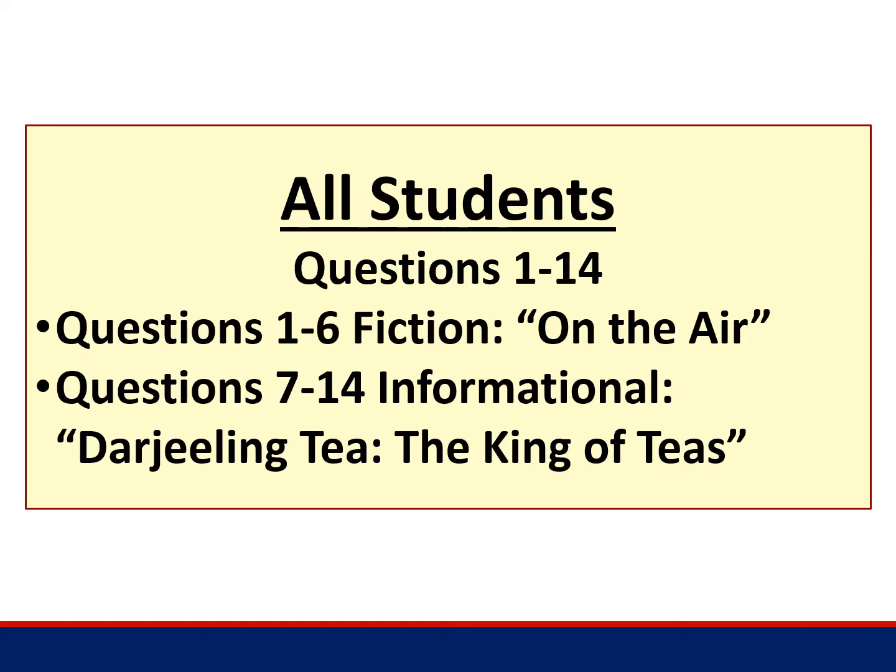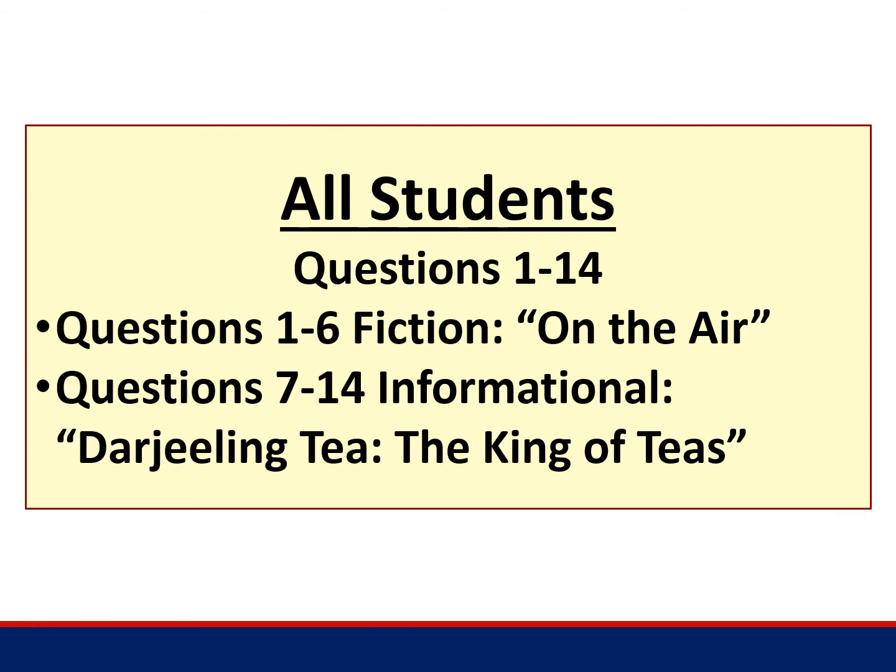So that was the reporting category data. Next, we will be moving into how students perform by SE, or the student expectation. Remember that all students completed questions 1 through 14, and that's what we're focusing on now. Just a reminder, the fiction piece was questions 1 through 6 on the STAAR. Questions 7 through 14 were the informational, the Darjeeling tea, the king of teas. So now let's take a look at those SEs and what the outcome was.